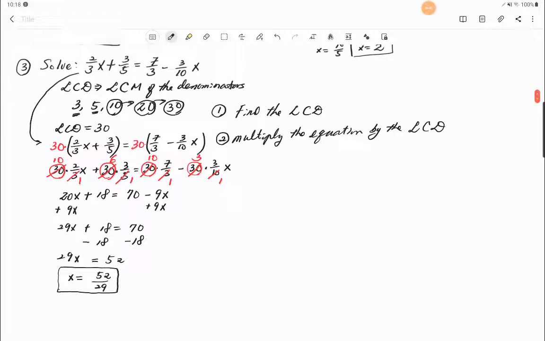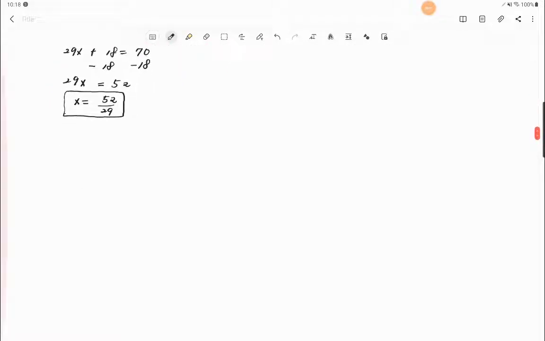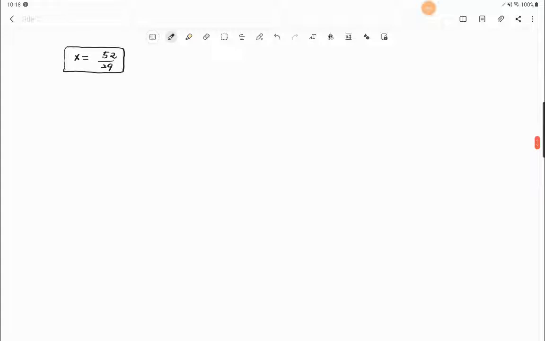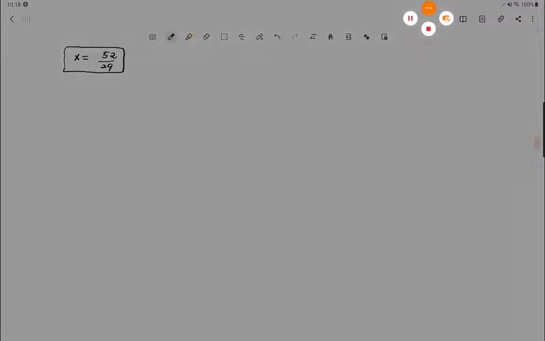Okay, so when an equation contains denominators in fractions, find the LCD and multiply each term in the equation by the LCD so that we can remove the denominators. Okay, the next example is about what if there's no solution or infinitely many solutions. So let's try some examples.